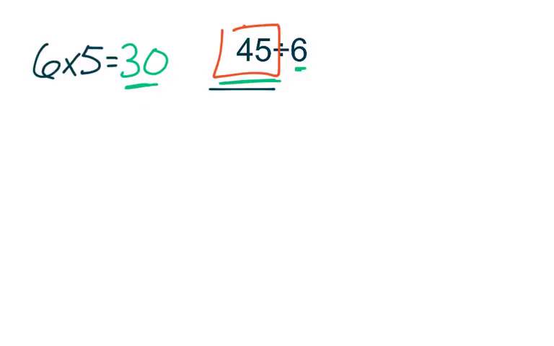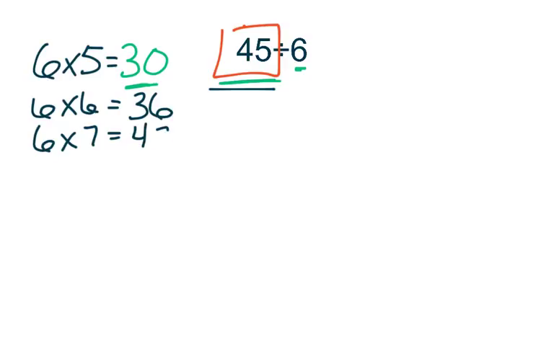So I'm going to go ahead and list my multiples. I have 6 times 5. Next comes 6 times 6. That gives me 36. 6 times 7 gives me 42. 6 times 8 gives me 48. And again, I'm looking for that sandwich.